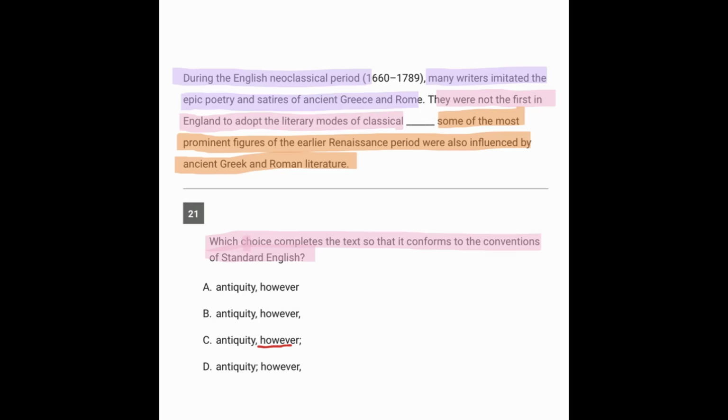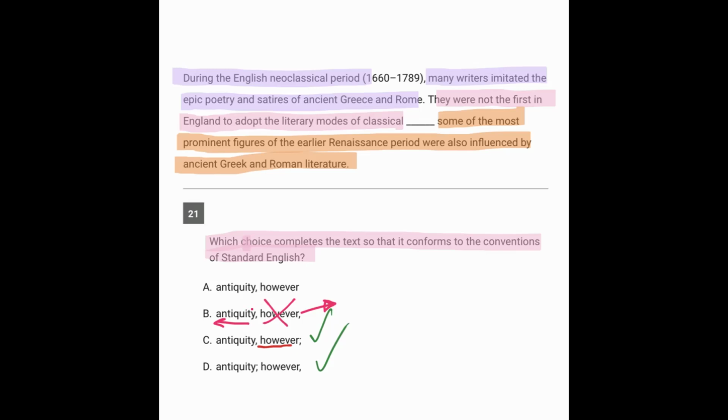But let's talk about how the next part is also an independent clause. Some of the most prominent figures of the earlier Renaissance period were also influenced by Greek and Roman literature. So that also could have been a sentence. So the semicolon is a good thing here. Now, by the way, when you have two independent clauses with just a comma between, because this is a modifier, we're kind of pretending it's not there. And if it were temporarily deleted, then you would have an independent clause on this side of the sentence followed by an independent clause on that side of the sentence.